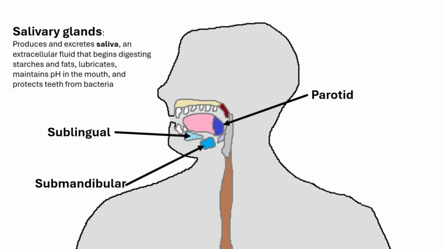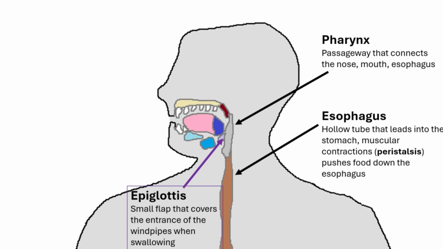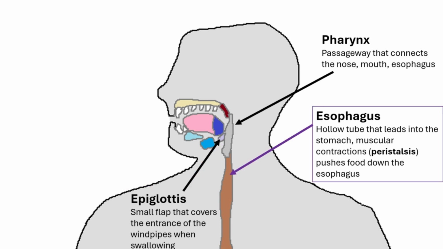And more importantly, saliva contains many enzymes that start the digestion of starches and fats, and some of these enzymes also have antimicrobial properties that further help to protect the teeth from bacteria. The pharynx is commonly referred to as the throat, and it's the area that connects the nasal and oral cavities to the esophagus. The epiglottis is a small flap that covers the entrance to the windpipe when swallowing, so that food and liquids don't enter the respiratory tract. And the esophagus is a hollow tube that directs food down to the stomach. Food doesn't just simply fall down, though. It gets pushed along by muscular contractions called peristalsis.